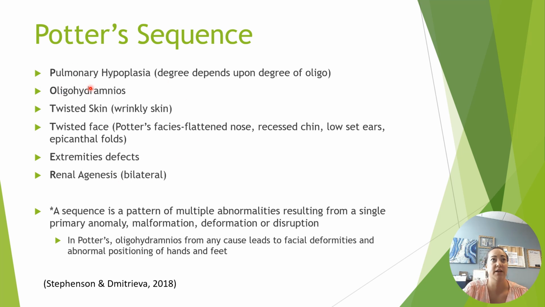which causes oligohydramnios, which then causes pulmonary hypoplasia, twisted skin, twisted face, flattening of the face, chin, ears, and can cause extremity defects. A sequence is a pattern of multiple abnormalities that results from a single primary anomaly, which in this case is renal agenesis, and it could be a malformation as well, and then it causes other things to happen down the line. So in Potter sequence, we have oligo that causes facial deformities, but oligo is caused by that renal agenesis bilaterally. Not to be confused with Potter's classification of renal cystic disease, this is Potter's sequence.